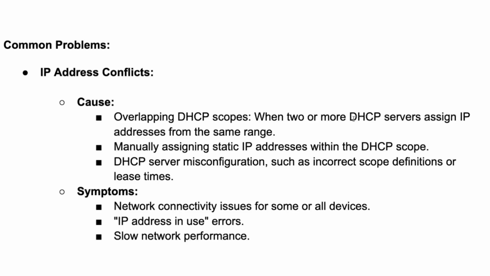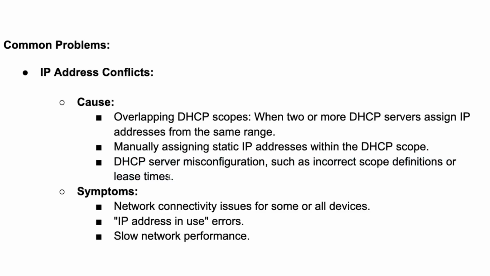then what happens is that two or more of these servers think, oh okay, I have all of these ranges, and they're not keeping track of the addresses that the other one has assigned. So they'll just reassign the IP address to a new device. And then you have an IP address conflict, where two devices, two laptops for example, or two cell phones, have been assigned the same IP address inside of that network. And then now we have a conflict. Manually assigning static IP addresses within the DHCP scope is another version of this. DHCP server misconfiguration, like incorrect scope definitions or lease times, could be another reason.